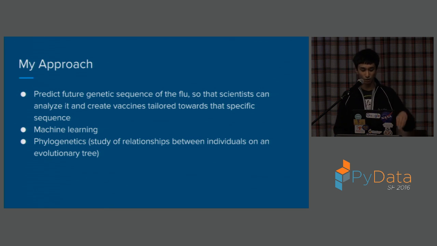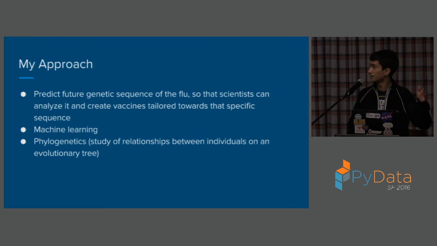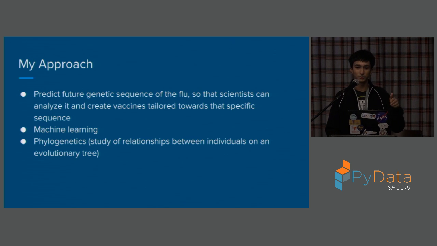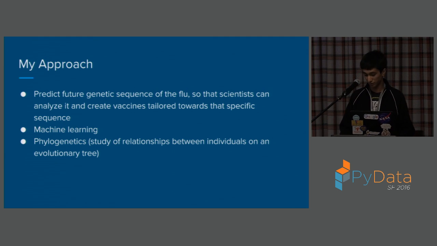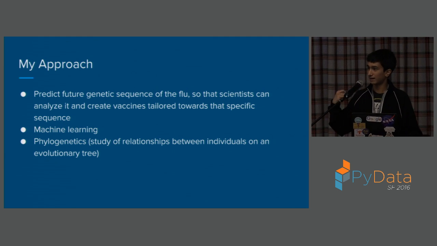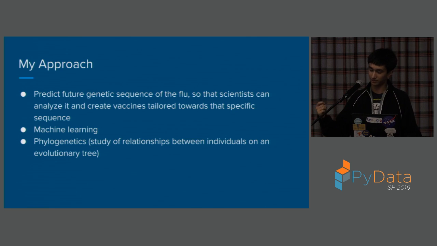So my overall approach for this project was to obviously predict future genetic sequences of the flu so that scientists can create vaccines for that. And by doing this, I would obviously have to use machine learning. And I also looked at phylogenetics.